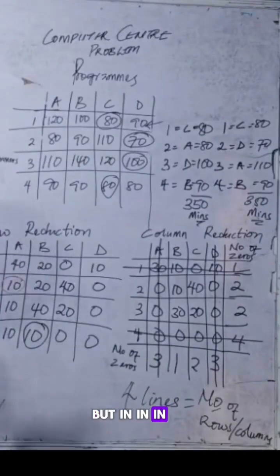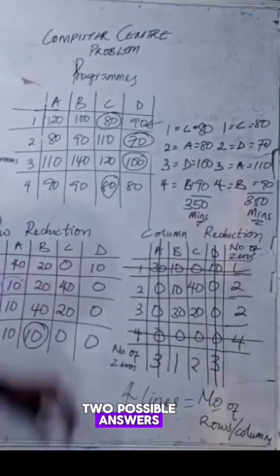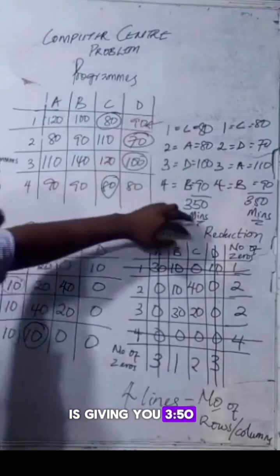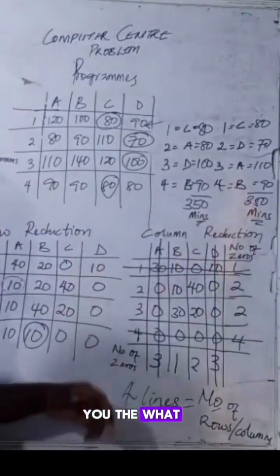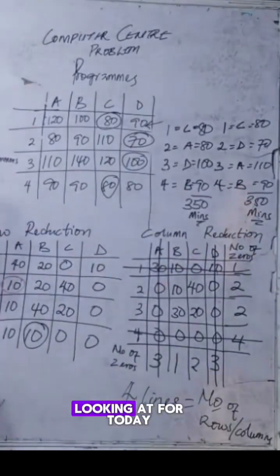But in cases whereby you have 2 possible answers, but one is giving you 350 and the other one is giving you 310, you have to select the one that gives you the lesser. So this is what we'll be looking at for today.